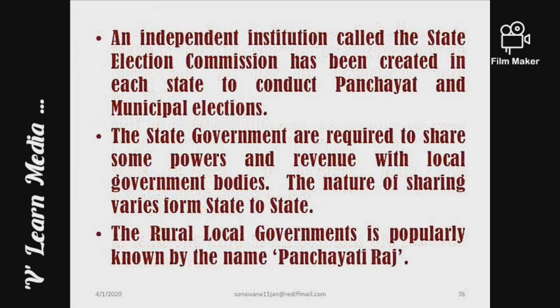An independent institution called the State Election Commission has been created in each state to conduct panchayat and municipal elections. The state governments are required to share some powers and revenue with local government bodies. The nature of sharing varies from state to state. The rural local government is popularly known by the name Panchayati Raj.